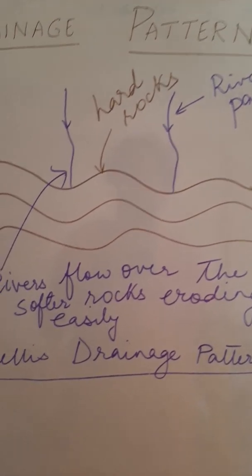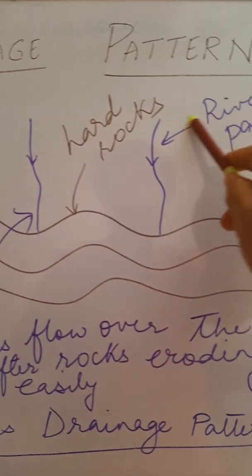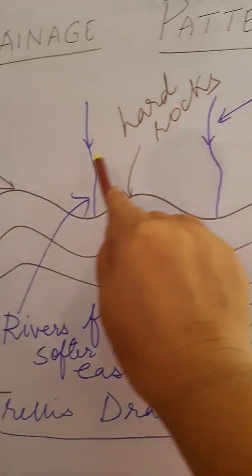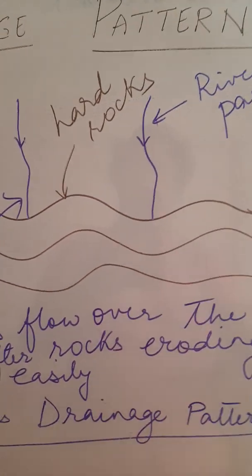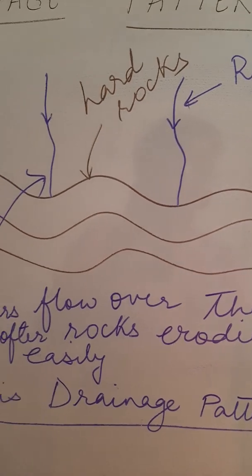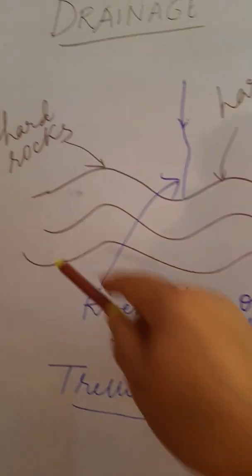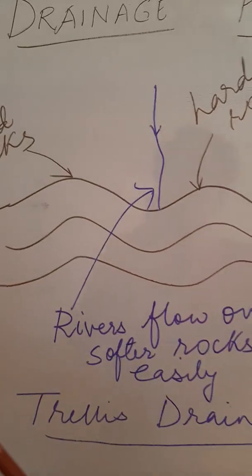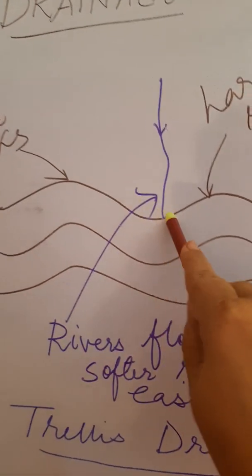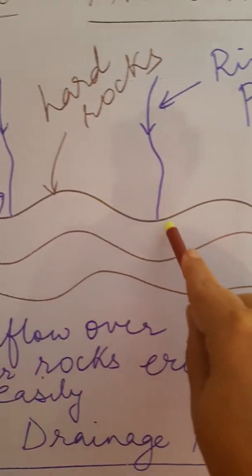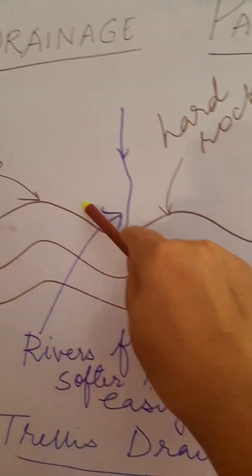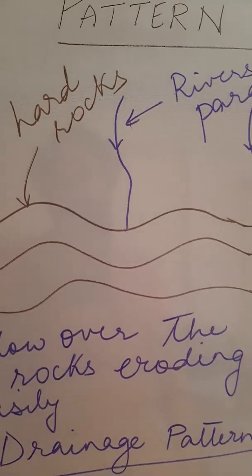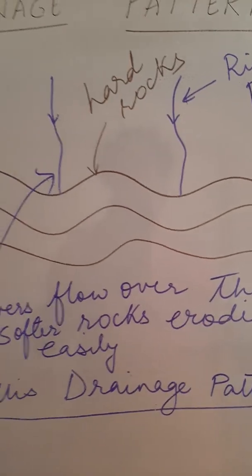As you can see, children, I have drawn the rivers parallel to each other. The rivers are flowing parallel to each other. Now in this case, what happens, children, is that the land surface has been slightly folded. It consists of hard rocks, soft rocks, hard rocks, soft rocks, and the land surface has undergone slight folding. Now in this case, children, what happens?